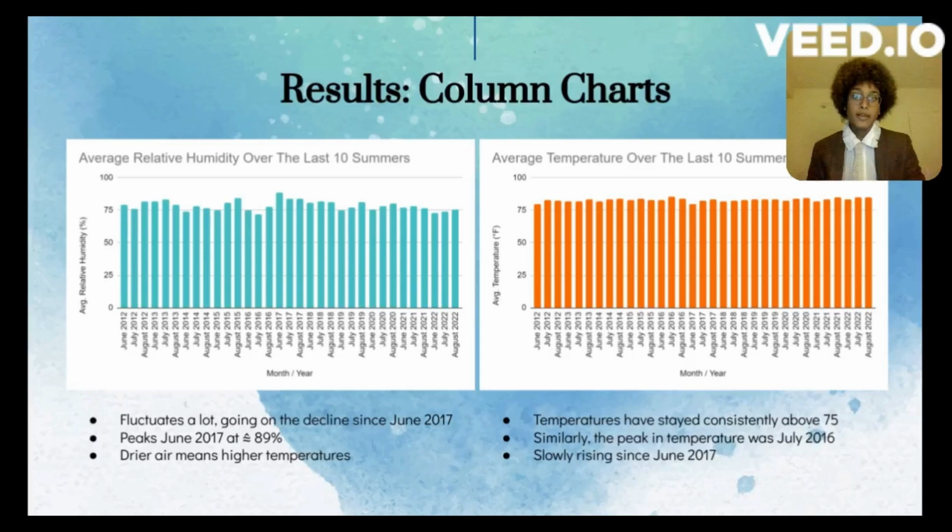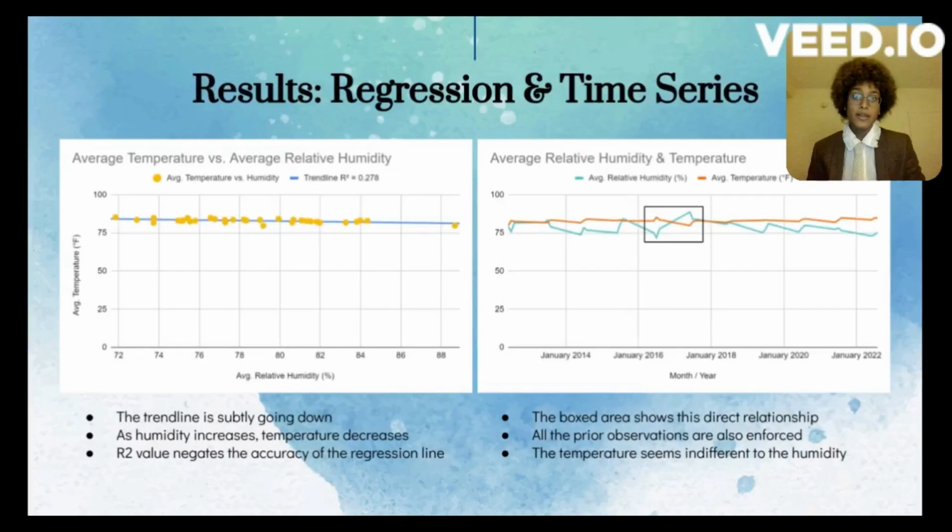Moving on to my time series graphs and regression graphs, as you can see on the left, here is my regression graph comparing the average temperature and relative humidity. The trend line seems to be steadily going down, which I did not expect. It basically goes against everything we learned up until this point, and it pretty much shows us that as relative humidity increases, the temperature actually decreases.